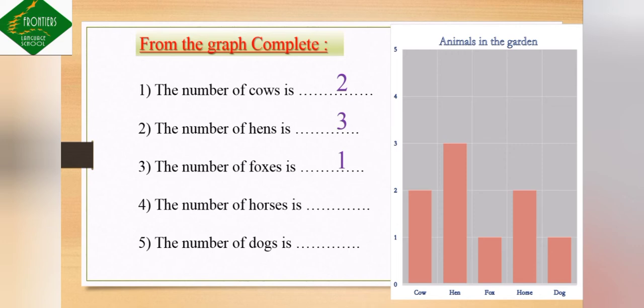Then how many horses do I have here? I have 2 colored boxes, so I have 2 horses. And then what's the number of dogs I have? Here I have 1 colored box, so I have 1 dog.